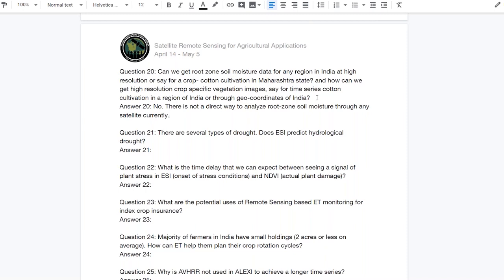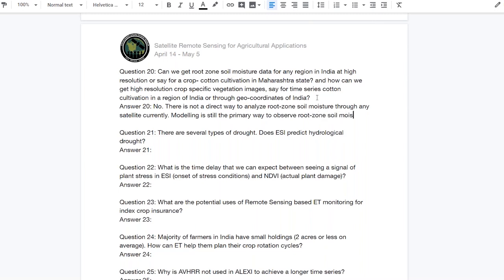So definitely we're moving towards the point where we can get high resolution surface soil moisture, but you still need to rely on modeling to model how changes in surface soil moisture affect root zone soil moisture, because we don't directly observe root zone soil moisture with some of the microwave instruments, either active or passive.